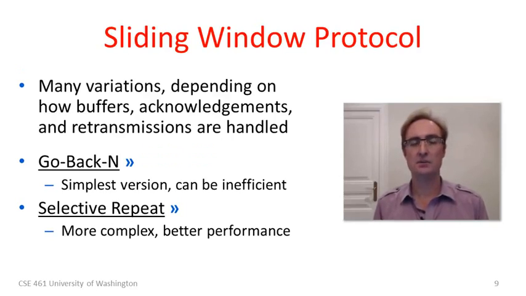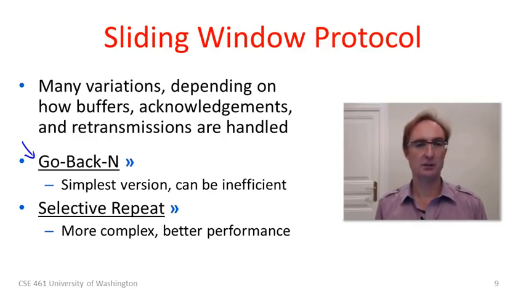So let's now talk about the sliding window protocol in a little more detail. We've just said that there are these W packets outstanding, but how exactly does it work? Actually, there are many variations of the sliding window protocol, depending on exactly the way you want to handle the buffering, the acknowledgements, and the retransmissions. I'm going to sketch for you two versions. One is called Go Back N. This is the simplest version.